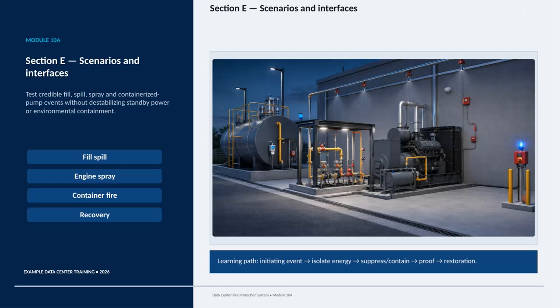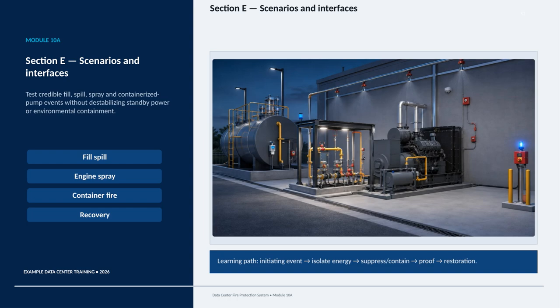This module moves into Section E, which focuses on scenarios and the interfaces between fire protection, standby power, and environmental containment. The objective is to test whether credible events can be managed without destabilizing those supporting systems. The central learning path is: initiate the event, isolate energy, suppress or contain the hazard, prove that the response worked, and then restore the system. The scenarios shown here provide 4 practical contexts for that sequence.